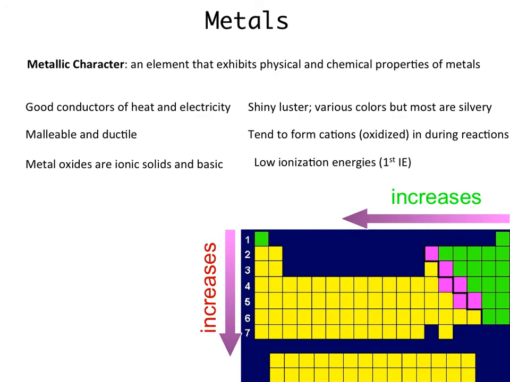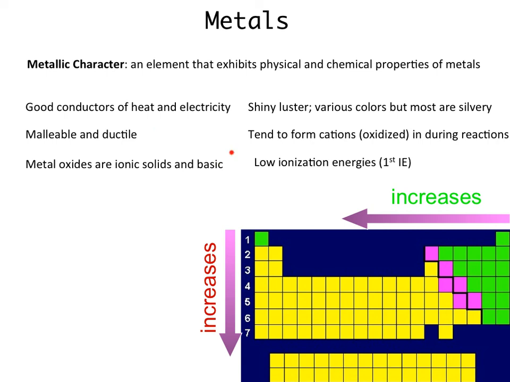So metals. Metals are basically any elements that exhibit the chemical and physical properties that are associated with metals. So good conductors of heat and electricity, being malleable and ductile. Malleable is basically able to be shaped and molded. Ductile means that it can be drawn into wires.